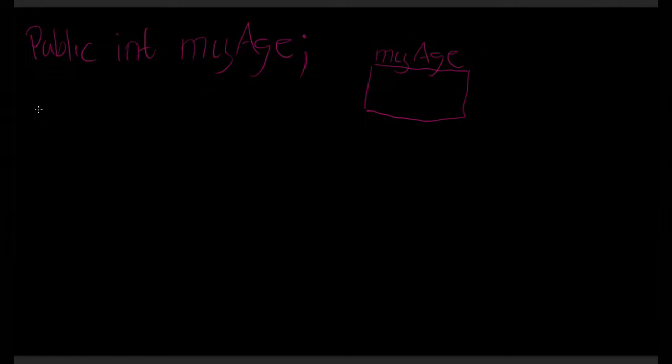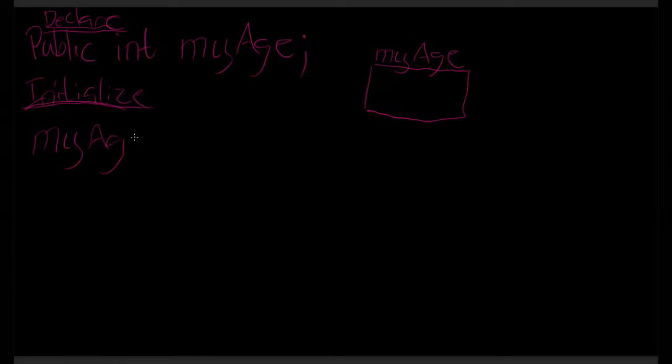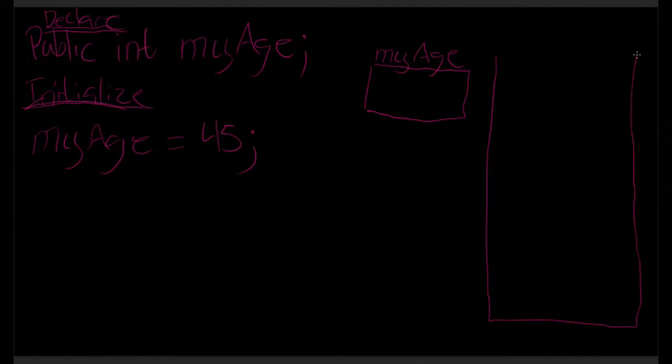Now when we come in here, so this is the declare, right? Declare, and then we initialize. So this is the initialize phase, and up here's the declare phase. So when we initialize it and we say my age equals 45, right? This is not actually putting into this box my age equals 45. What this is doing is, in another area of memory where it actually is keeping all this information.